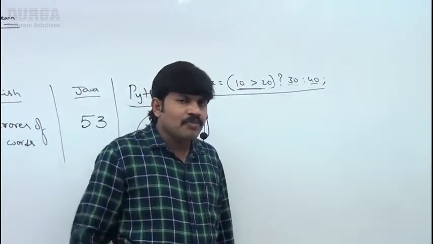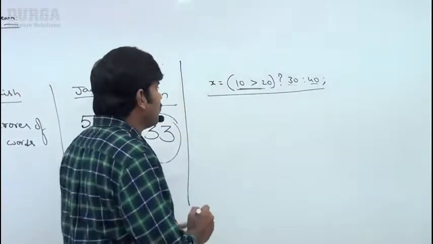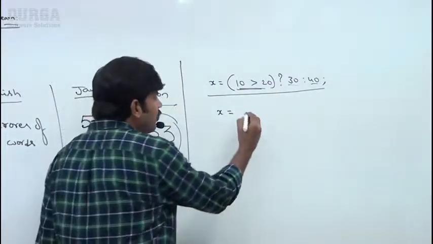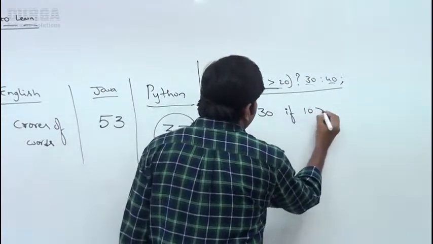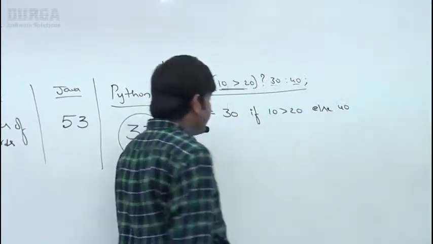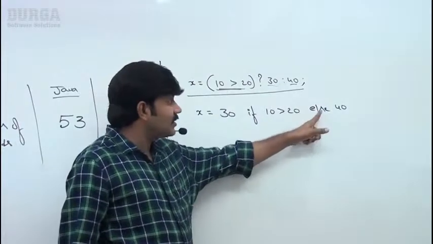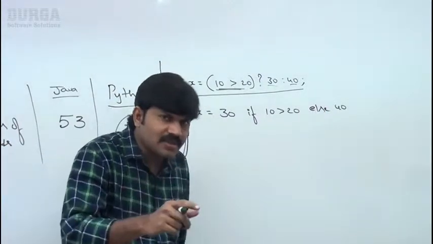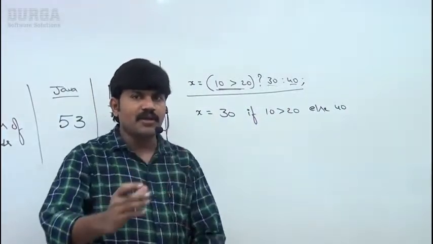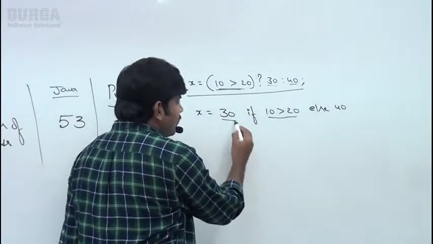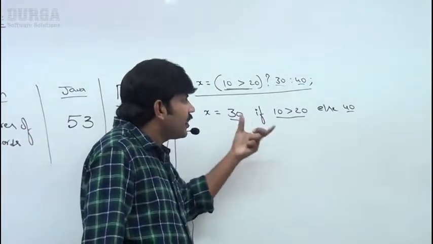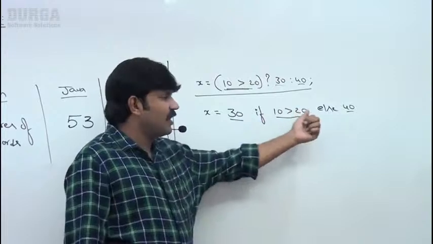But the same thing in Python, how can I write it? Observe carefully, sir. x is equal to 30 if 10 greater than 20 else 40. Are you getting? 30, sir, if 10 greater than 20, else 40, like this, right? Now if I ask this of 100 non-programmers what it is doing, everyone can tell, even a school kid can tell: if 10 is greater than 20, then 30, otherwise 40 is the answer. You never feel that you are reading code. So a programming instruction is something like the English language.